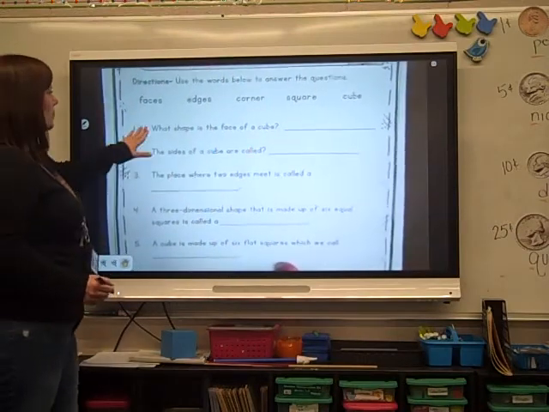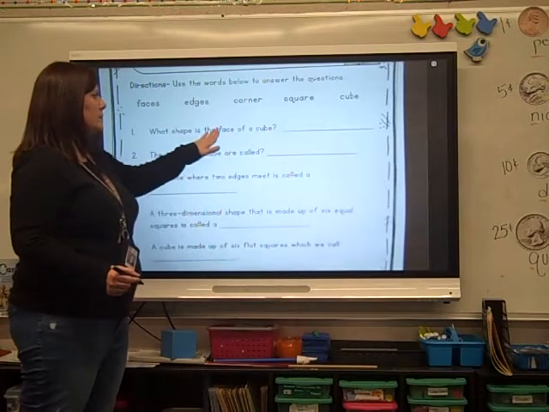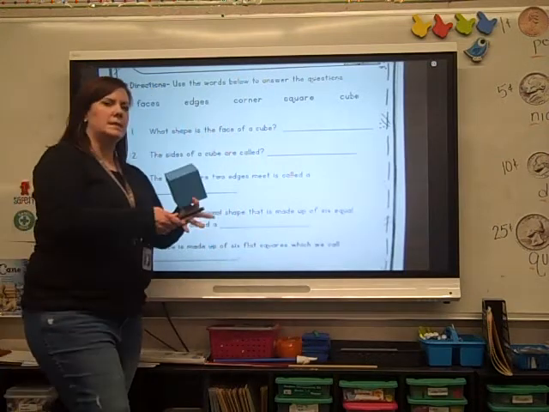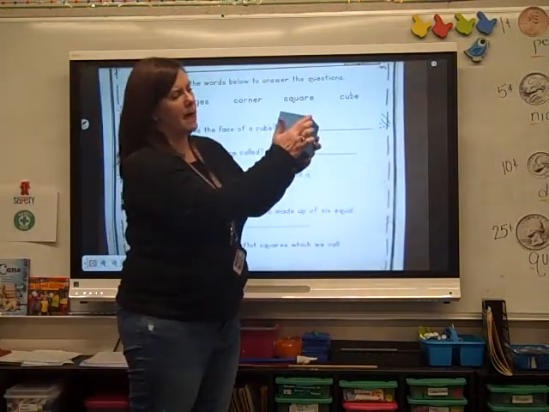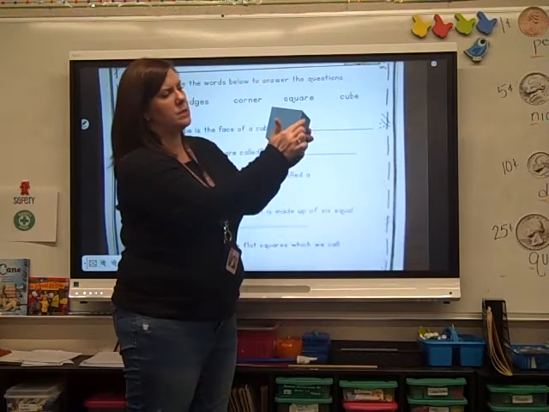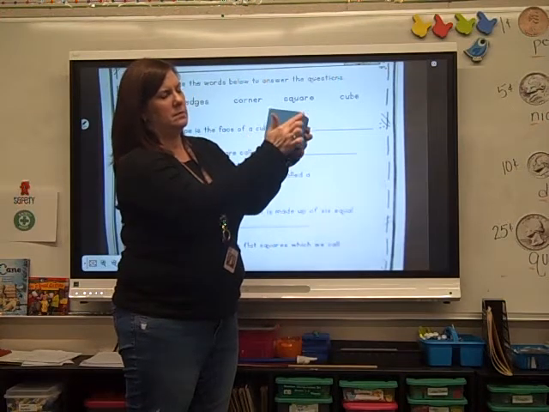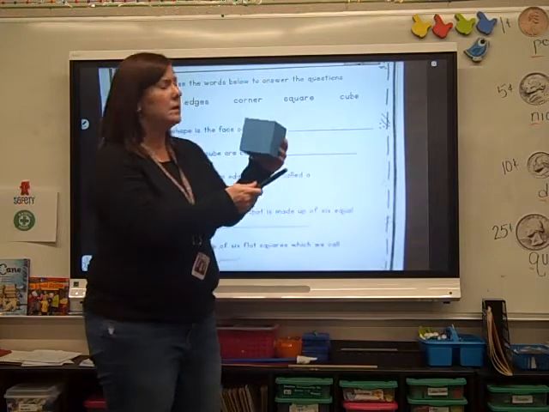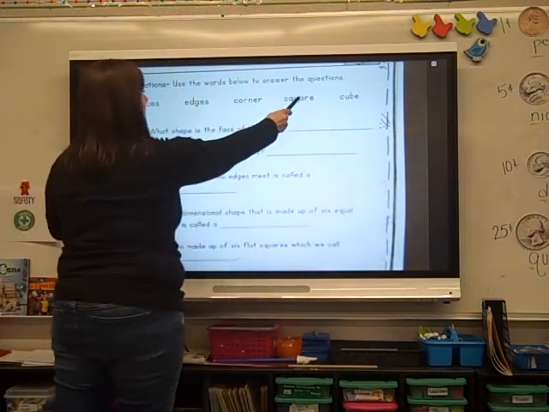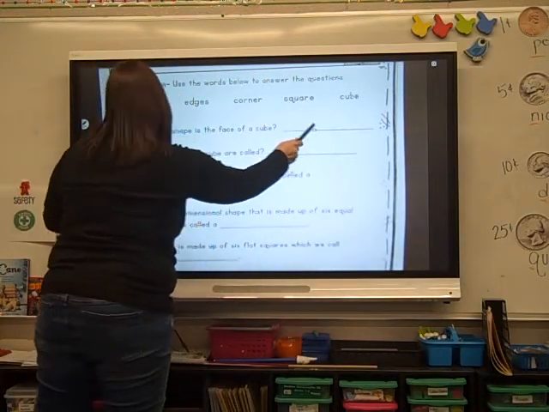All right, number 1. What shape is the face of a cube? I said it just a minute ago. Look at this flat part right here. What is this shape? I bet you already know. Yeah, it's a square right there. So copy that in the first blank.